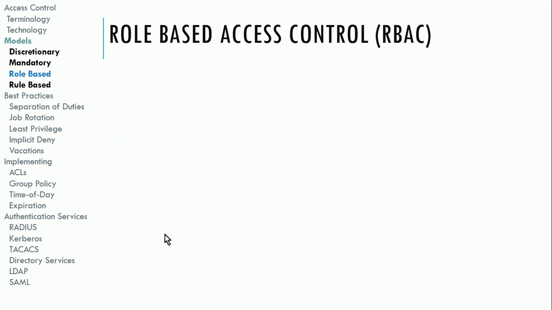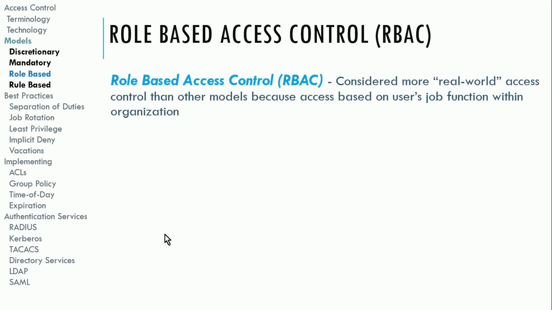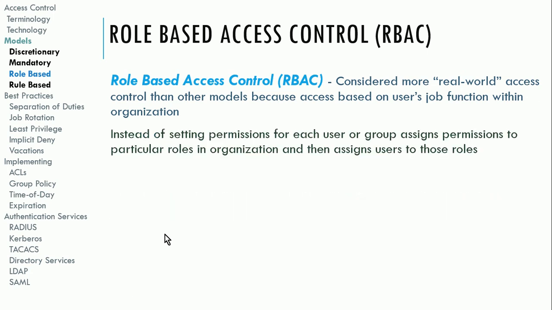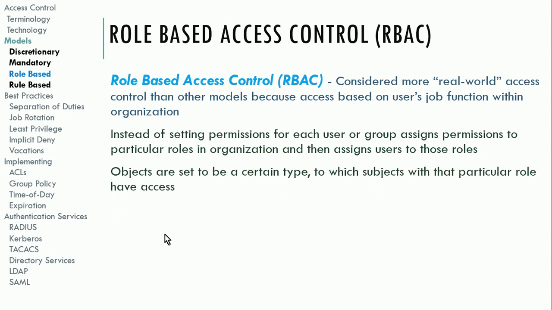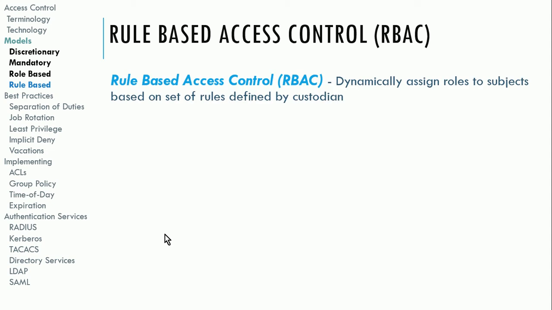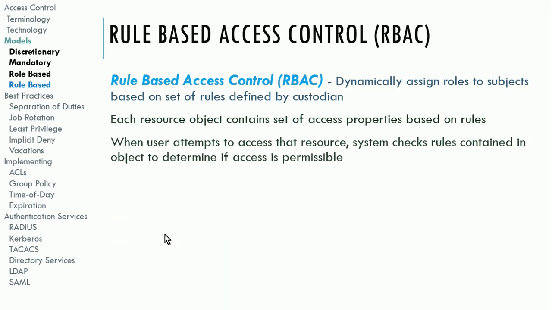Then we have role-based access control, which is more of a real-world access control. It's based on the user's job function within the organization. So what you do in an organization defines what you're allowed to access and what objects you can take particular action on. And same with the rule-based. Now the difference with rule-based is that rather than your access control being based on your role in an organization, it's based on rules. It could be a list of rules that are processed in succession to decide whether or not you can do something. So that's role-based.